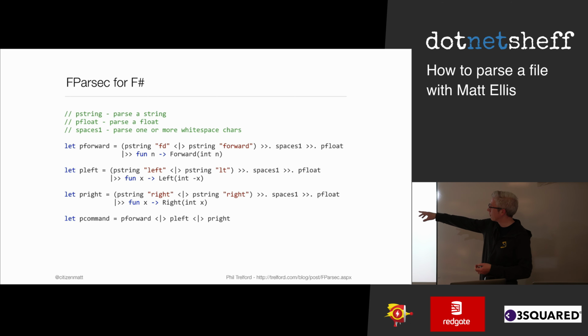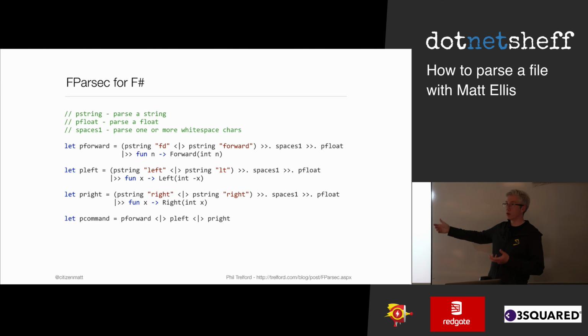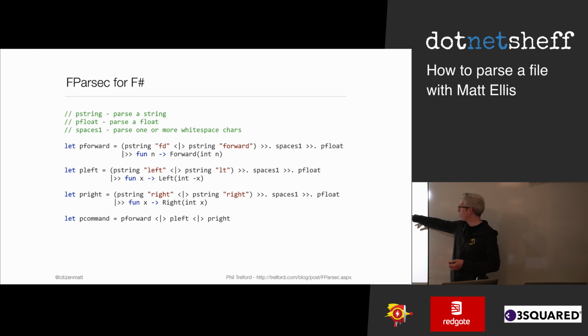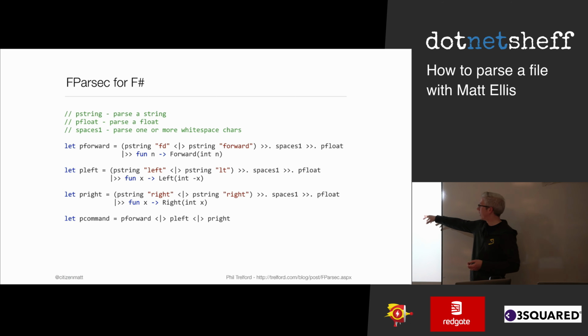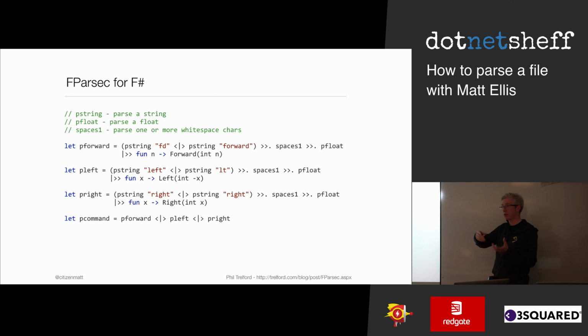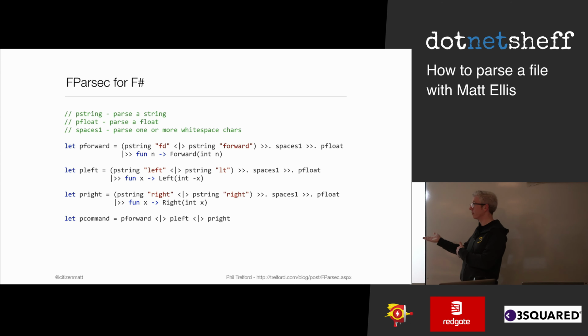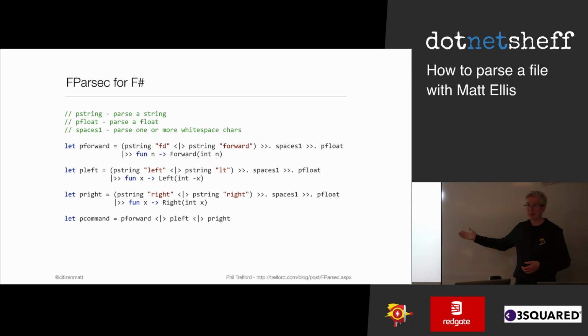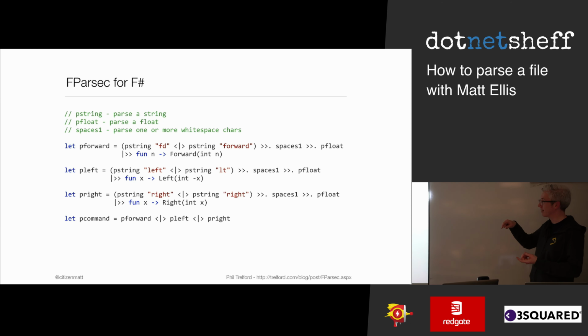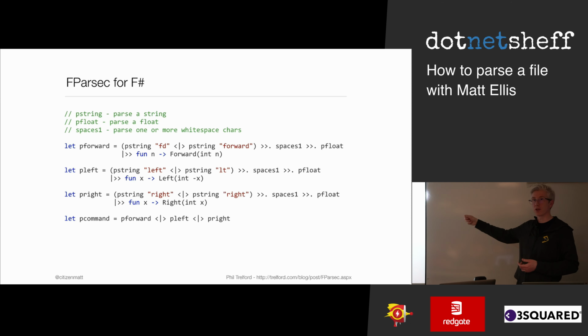If you have a look at the definition for forward, that's saying parse me a string of FD or a string of forward, followed by one space, followed by a float, and then do this when you recognize it, and it calls the forward function there. Same with the left, parse the string left or LT, followed by a space, followed by a number, and then if you get it, do this. So it's fairly straightforward, and it's actually really quite nice and readable. And again, I don't have to have a lexer here, I can just parse a string.